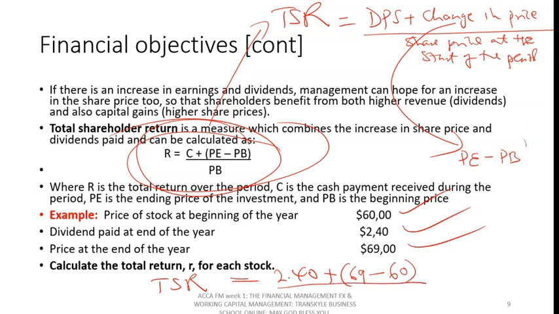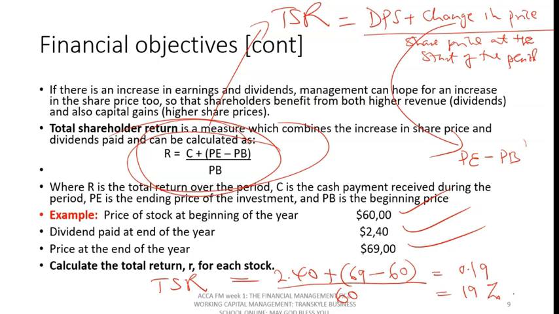over the price at the start, which was 60. And you can see that the total shareholder return is 0.19, which is about 19%. Okay, that's 19%. That's the return.